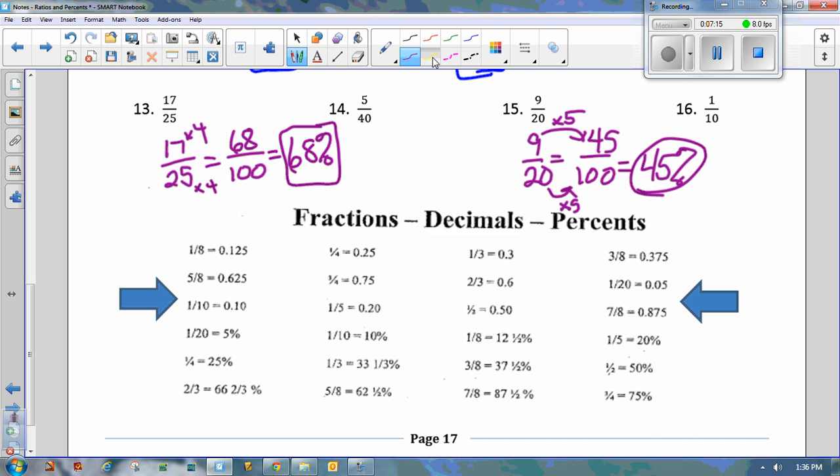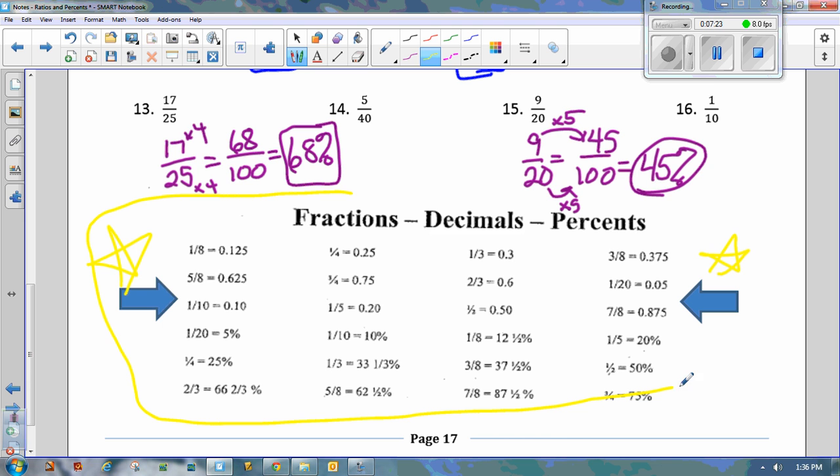If you notice down here below, we have some arrows pointing to here. You may want to put stars or maybe just circle this whole section, box it up. These are some common fractions to decimals to percents, and it's just a little resource here for you when you're working with your conversions.